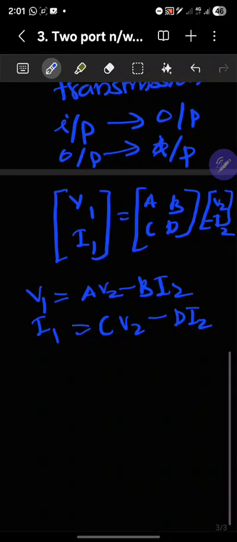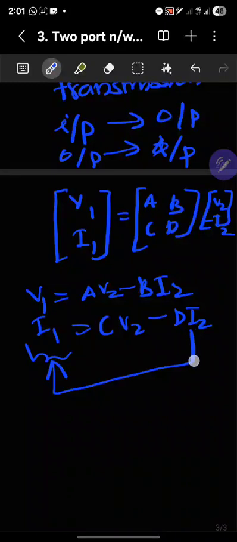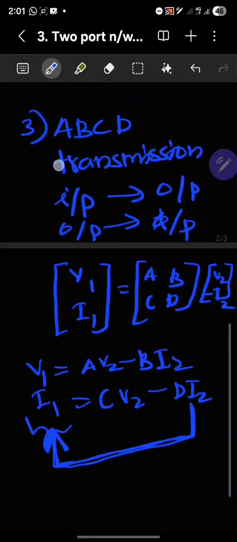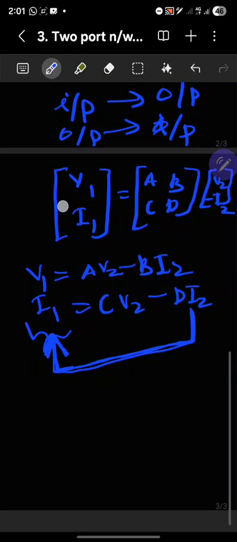So here the independent variables are V2 and I2. Output is the independent variable and the dependent variable is input. So we are transferring output to input; from the output parameters we are getting the input parameters. That's why we call them transmission parameters. Hope this is clear.